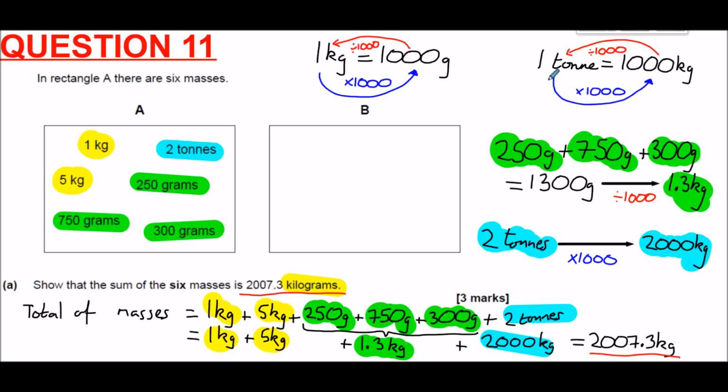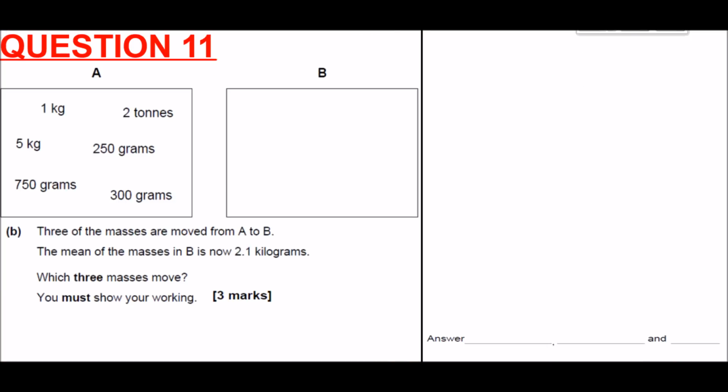The key there is knowing these conversion factors, kilograms and grams, tons and kilograms. Now for part B, it says 3 of the masses are moved from A to B. The mean of the masses in B is now 2.1 kilograms. So it's worth just reminding ourselves how we calculate the mean. So the mean of something, in this case the mean of the masses, will be the total of the masses divided by the number of masses that have moved.